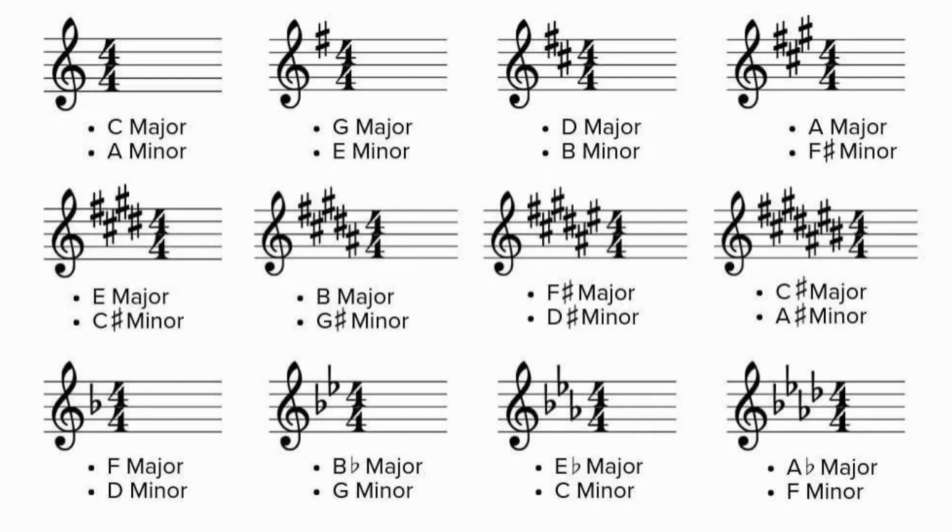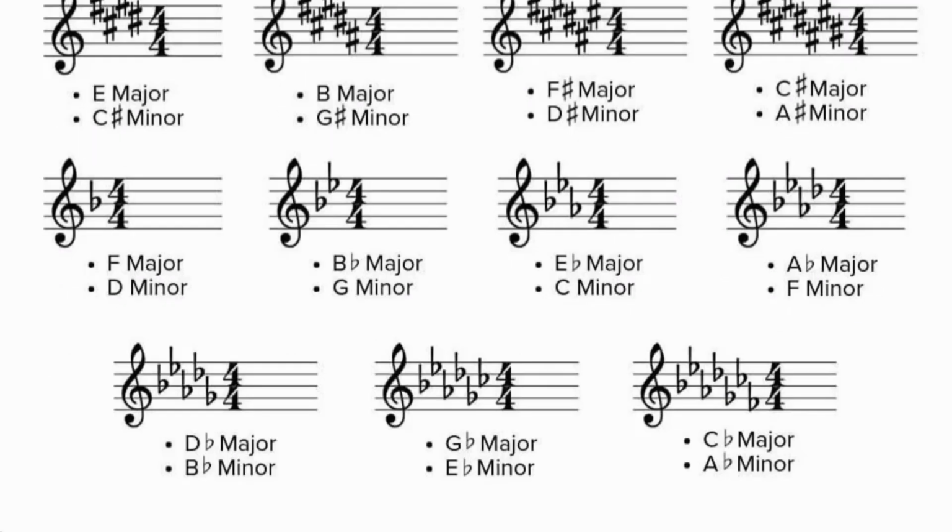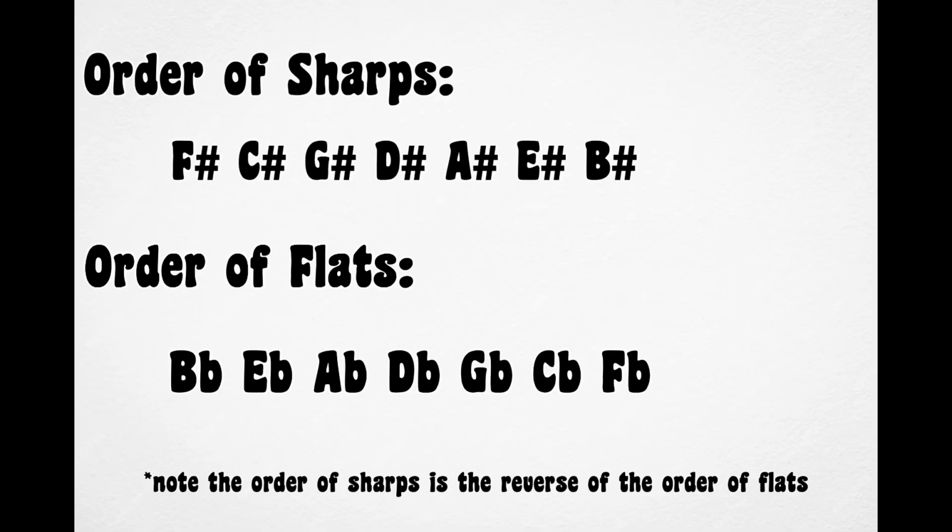For the minor keys, the order of sharp keys goes A minor with 0 sharps, E minor with 1 sharp, B minor with 2 sharps, F sharp minor with 3 sharps, C sharp minor with 4 sharps, G sharp minor with 5 sharps, D sharp minor with 6 sharps, and A sharp minor with 7 sharps. The order for the minor flat keys goes A minor with 0 flats, D minor with 1 flat, G minor with 2 flats, C minor with 3 flats, F minor with 4 flats, B flat minor with 5 flats, E flat minor with 6 flats, and then A flat minor with 7 flats. The order of flats and sharps that appear in the key signatures for the minor keys will be the same as they are in the major keys.